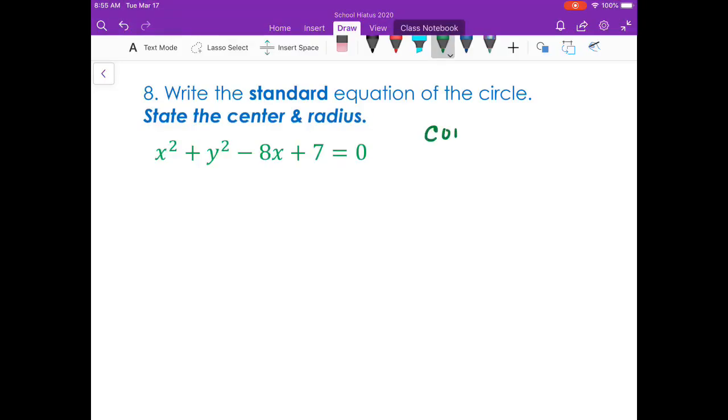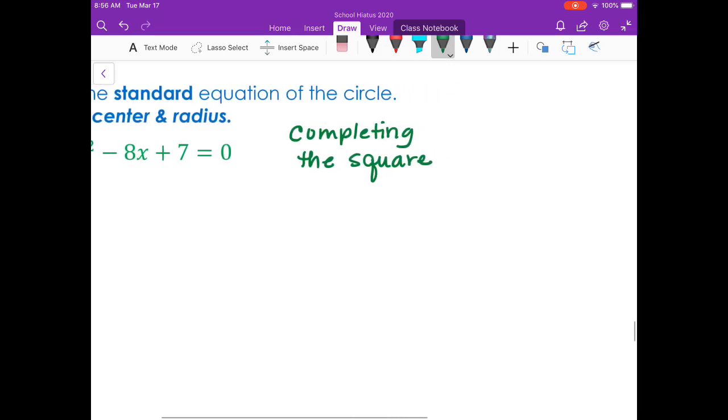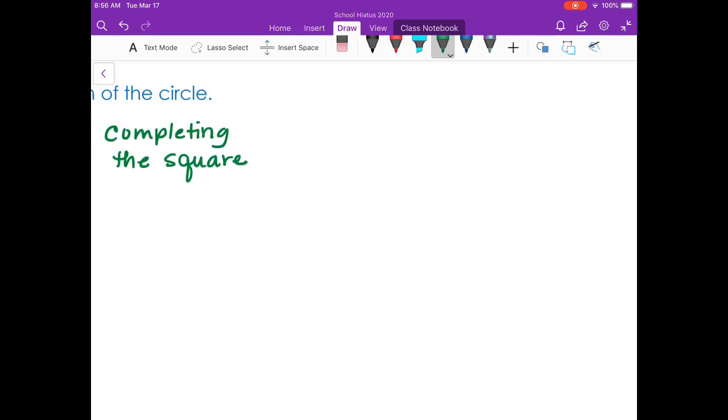Converting requires us to use a process called completing the square. This is a skill you learned in Algebra 1, which allows us to create a perfect square trinomial, which can be factored into two matching binomial factors.